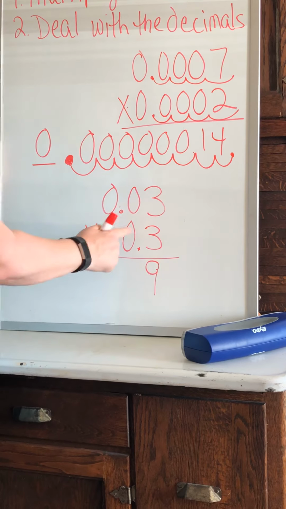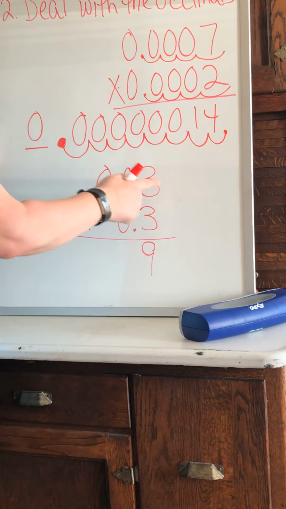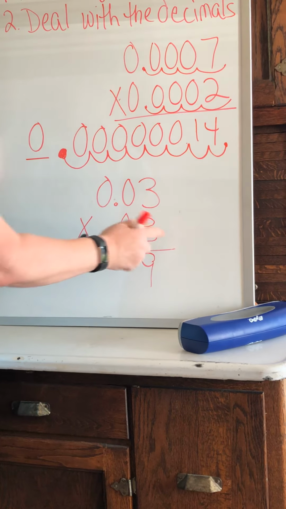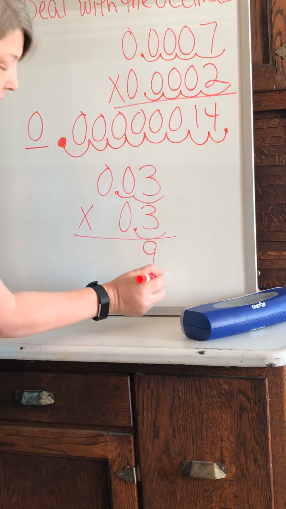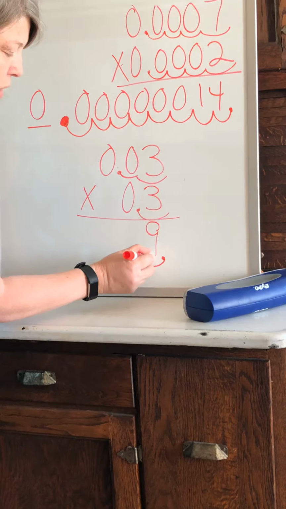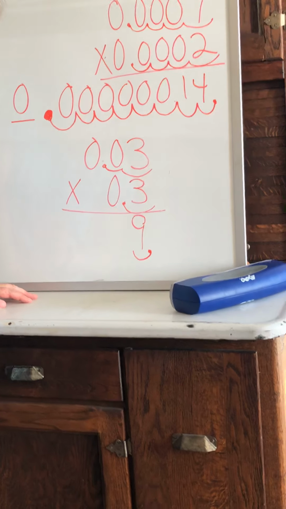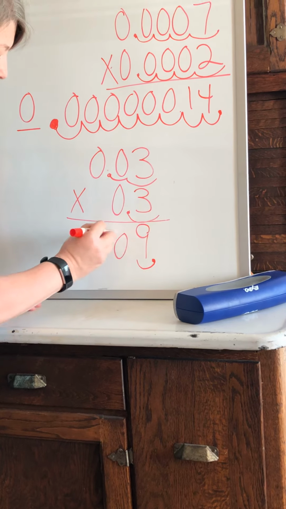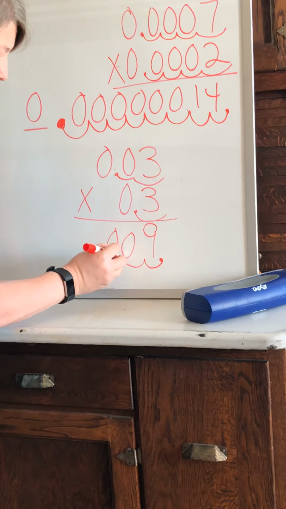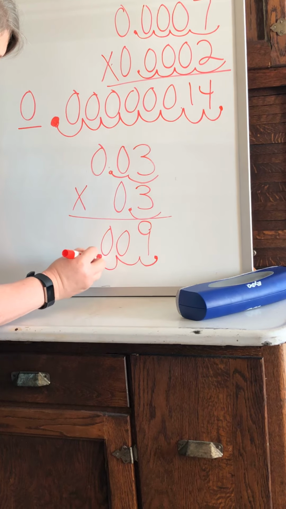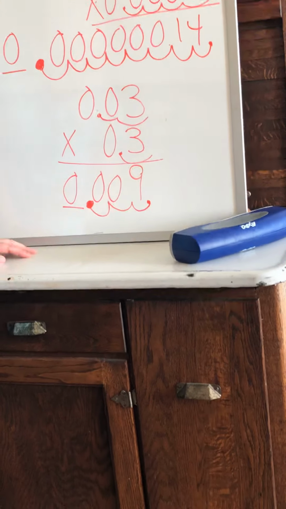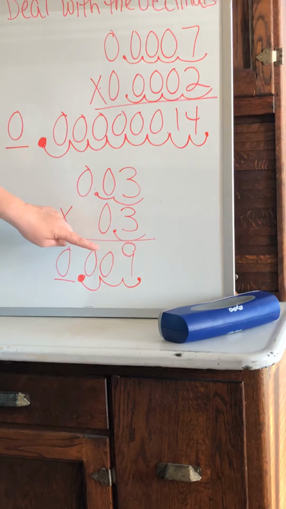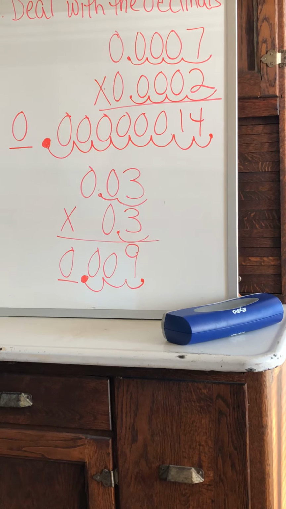Now, how many places do I need to move my decimals all together to get them over here to the right? 1, 2, and 3. Come back at the end. There's 1. What am I going to do? Go ahead and add a couple zeros. 2 and 3. And there's nothing in that one spot, so let's go ahead and add a 0. So 0.009 is your answer. Okay?